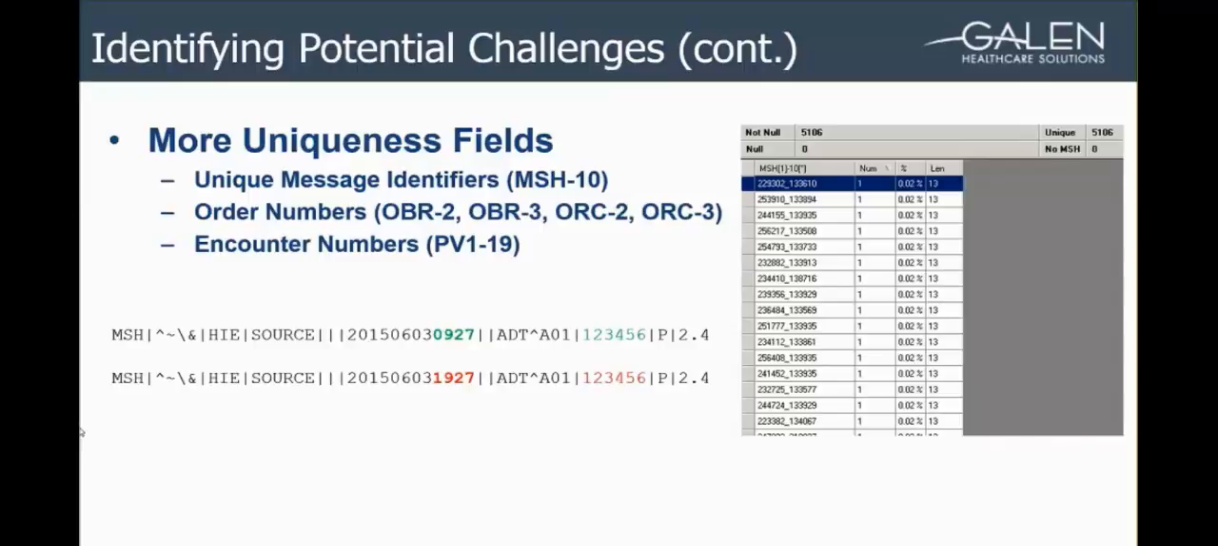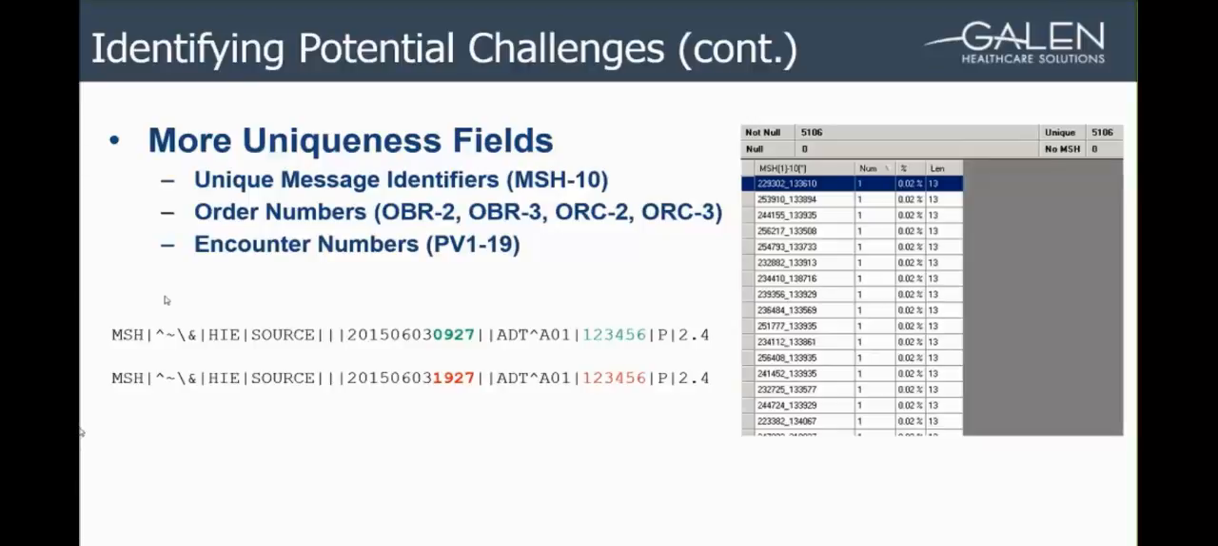Another issue I've seen happen is that some fields that are designed to be unique are not unique. If a unique message ID, that's MSH10, is not unique, you can run into an issue where an interface engine recognizes a message as already having been received. That'll result in a duplicate message error, and the second message received with that same message ID will fail, as the system accepts only one message with a given message ID.